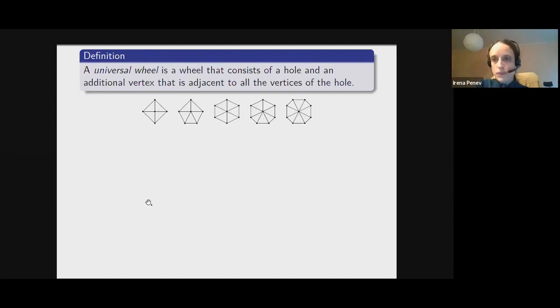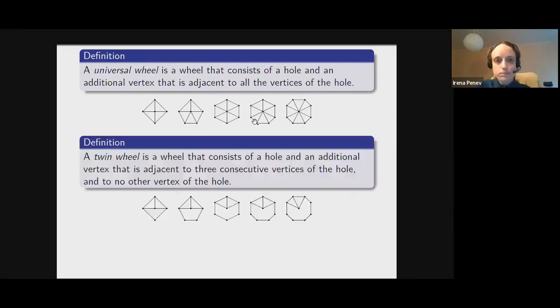Okay, so what kinds of wheels? Well, we're going to break wheels up into 3 types. The first type are universal wheels. So what's that? Well, that's what you see in the picture. You take a hole, and then you have this extra vertex, and it's complete to the hole, meaning adjacent to everybody in the hole. So these are some small universal wheels.